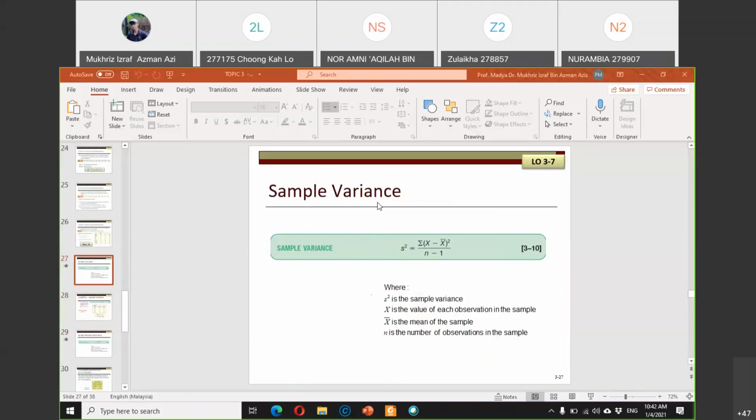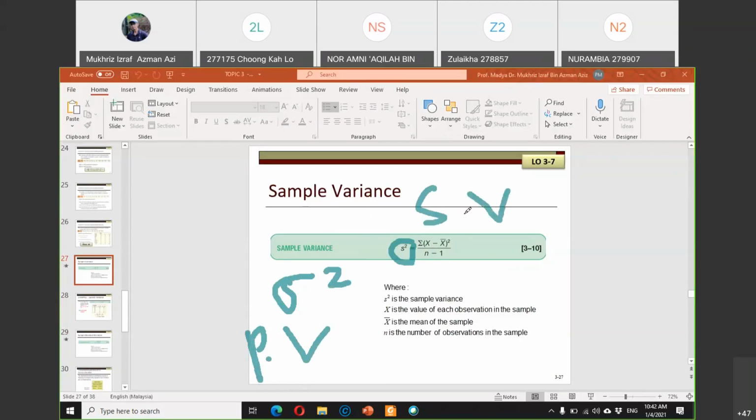Okay, which is the same concept. We want to measure the deviation from the mean value. The only change, first, is the symbol. You note that the symbol now becomes s square, compared to sigma square. Sigma square is the population variance, but s square is the sample variance.